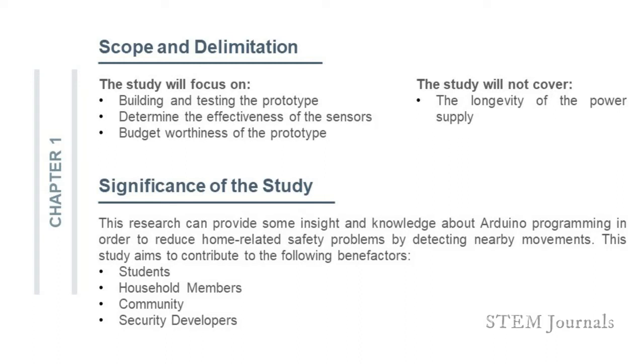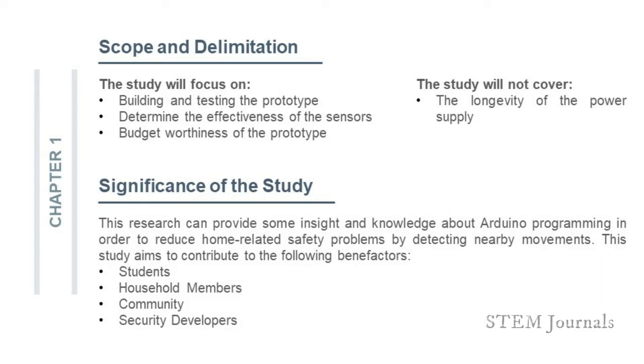Hello po. To repeat, I'm Javi Duene Guerrero. For this slide, we're going to be discussing the scope and limitation and the significance of the study. First, for the scope and limitation, we mainly focused on the development of the prototype. First, we focused on the development and prototype testing. The second is we determined whether the sensors we used are effective. The third, we measured whether the modules we used and the prototype overall are budget worthy.